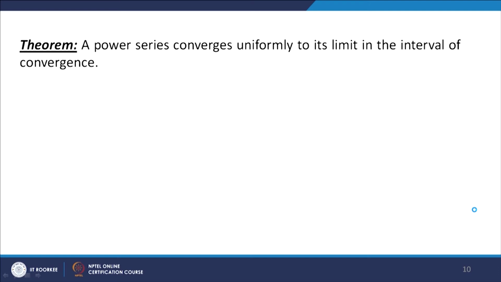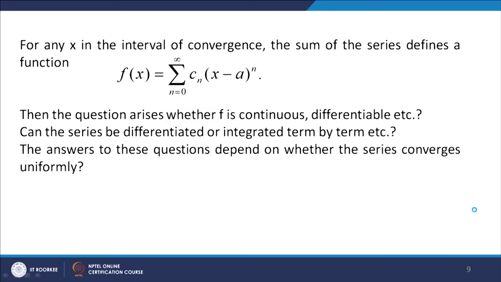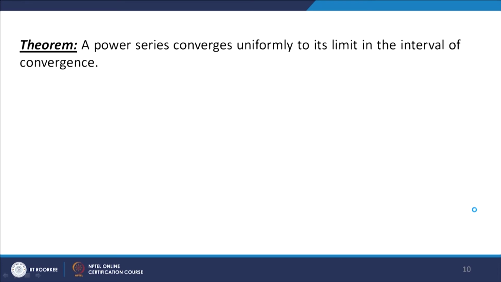The theorem which answers this question is: a power series converges uniformly to its limit in the interval of convergence. So, this means that if f of x is the sum function of the series and the radius of convergence of the power series is R, and the center of the series is a, then the series always converges uniformly in the open interval a minus R less than x less than a plus R. Okay. So, let us see how we prove this.